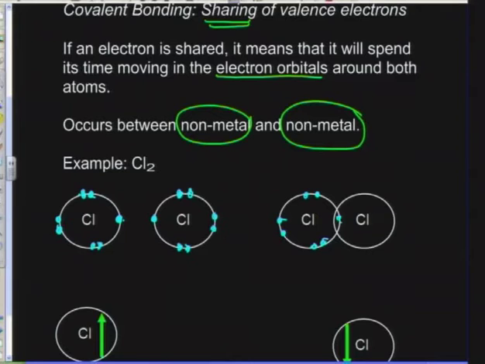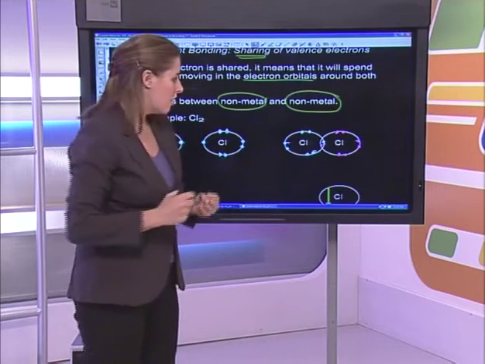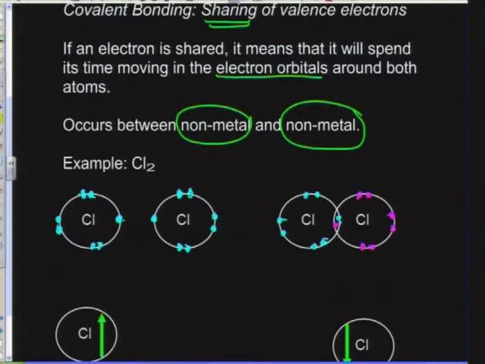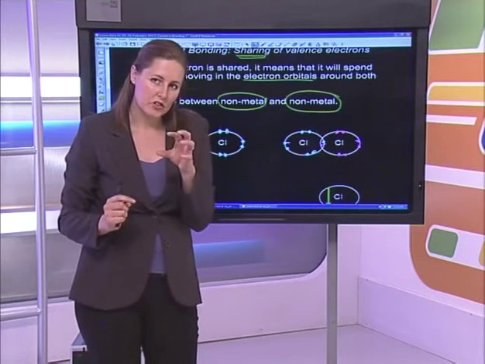There we are, 1, 2, 3, 4, 5, 6, 7. I'm going to draw this next one in a different color. 1, 2, 3, 4, 5, 6, 7 for those 7 valence electrons for chlorine. What I'm hoping that you see is here, in between, there's a green one and a little purple one that are making an electron pair.